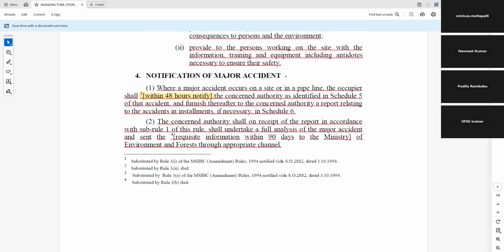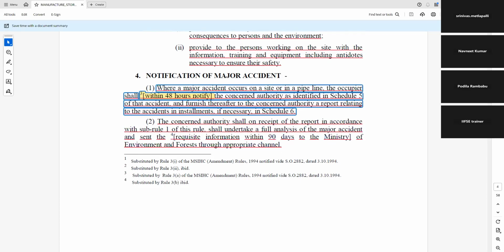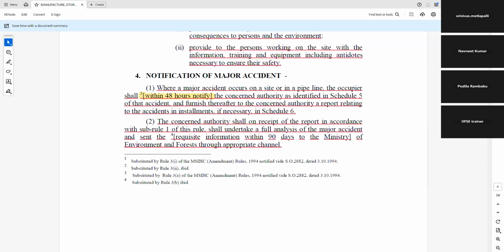So when we talk about reporting of a major accident, any accident that occurs on the site or in a pipeline, the occupier shall within 48 hours notify the concerned authority, as identified in Schedule 5, of the accident. So Schedule 5 is for reporting of the accident, and thereafter the occupier shall furnish the concerned authority a report related to the accident, in installments if necessary, in Schedule 6. So Schedule 5 will be the list of authorities, and Schedule 6 will be the required data with respect to that incident. We'll see those schedules at the end.